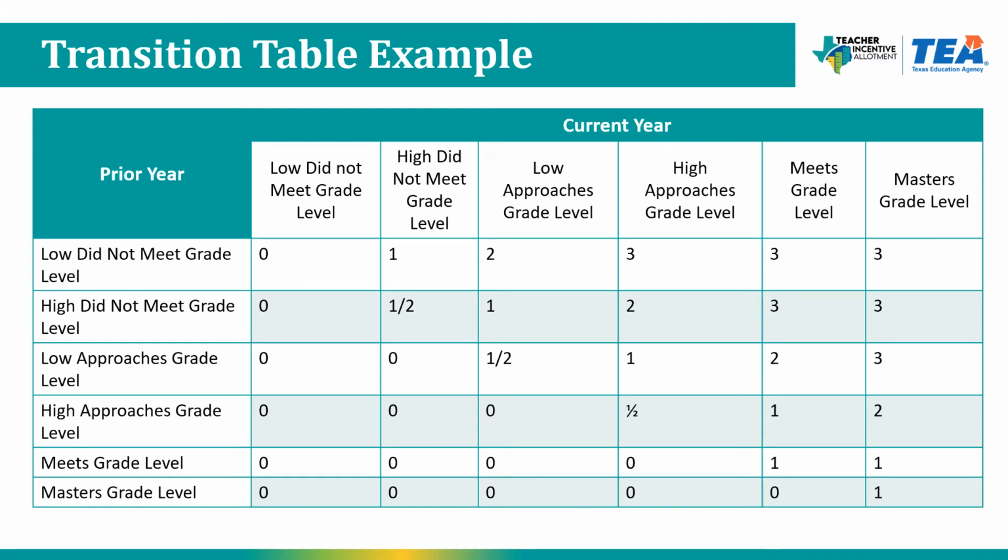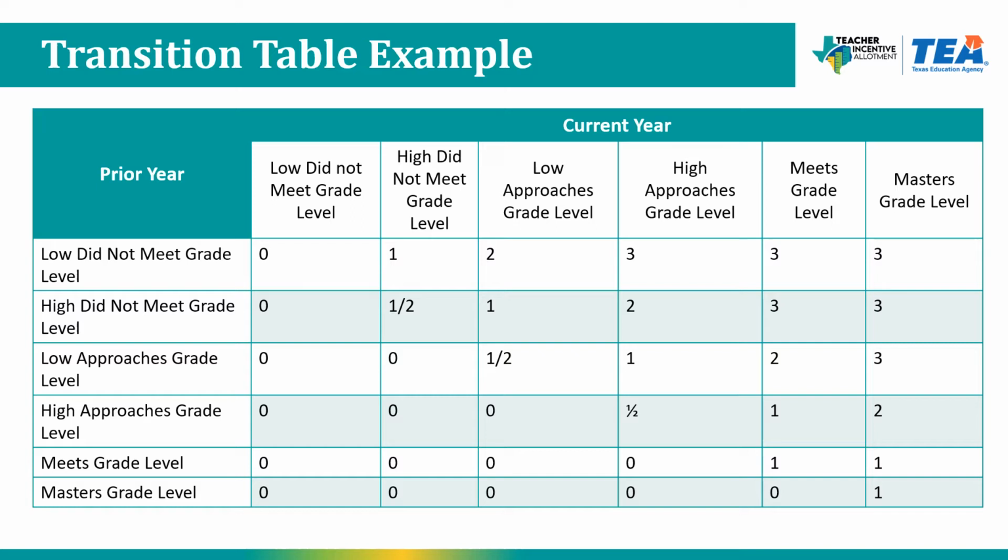Looking at the table, you can see what I meant earlier by high and low. So this is a draft from the accountability team and has not been finalized. These points have not been finalized yet, but I'm going to walk you through this just to get a little bit of a sense of exactly what we're talking about when we discuss transition tables. Let's walk through a few examples. So if we look at the column in the prior year, let's say the student was at low did not meet grade level, and then the next year, this current school year, they managed to be a high did not meet grade level. That would be worth 1 point. If they made it up to low approaches, that could be worth 2 points.